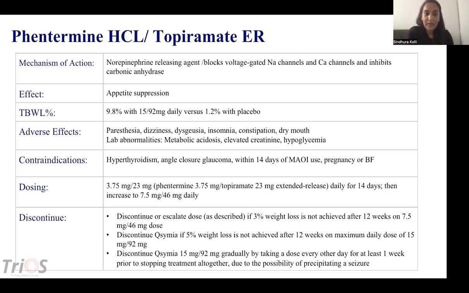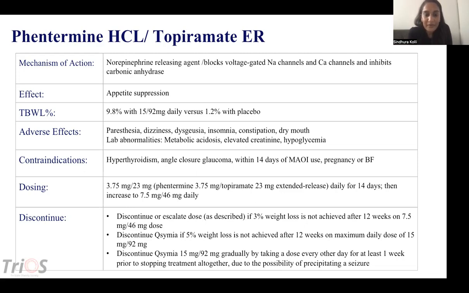So we see a total body weight loss that is a little bit higher, 9.8% compared to, if you remember, the 6% that we saw with phentermine alone. This is also in comparison to 1.2% total body weight loss with placebo alone. That total body weight loss we see at the 15/92 milligram dosing. Adverse effects are the same type of side effects as phentermine that we saw previously: the dry mouth, the insomnia, hypertension.